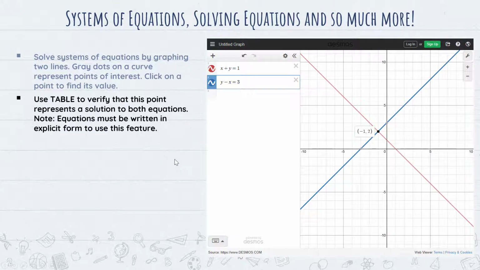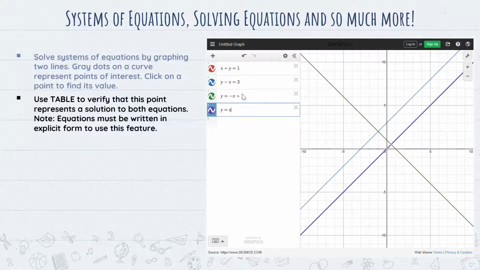Using the table feature will verify that this point represents a solution to each equation, but you should note that the table feature only works for equations written in explicit form. If I go back to the table feature, you'll notice that the table feature is not present in these graphs. So let me rewrite them. Instead of x plus y equals 1, I will type in y equals negative x plus 1. And instead of y minus x equals 3, I'll type in y equals x plus 3.